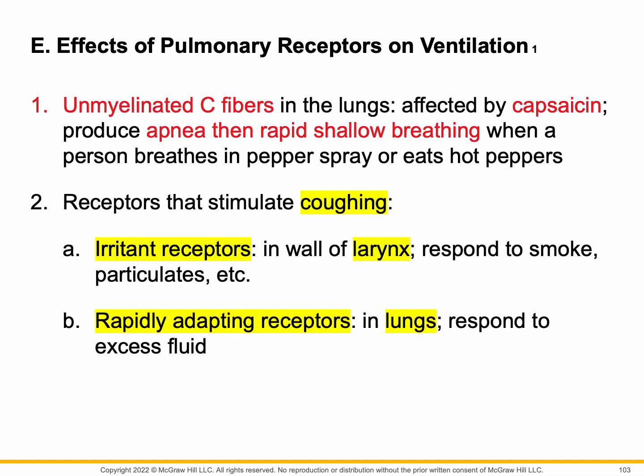It's important to note that unmyelinated C fibers in the lungs affected by capsaicin produce apnea, then rapid shallow breathing when a person breathes in pepper spray or eats hot peppers. Receptors that stimulate coughing include irritant receptors that are found in the wall of the larynx, which respond to smoke and particles. Rapidly adapting receptors found in the lungs respond to excessive fluid.